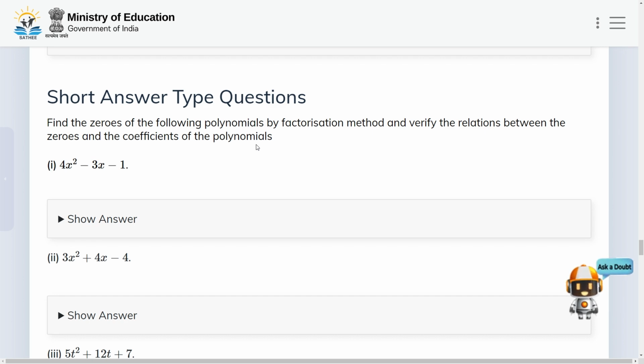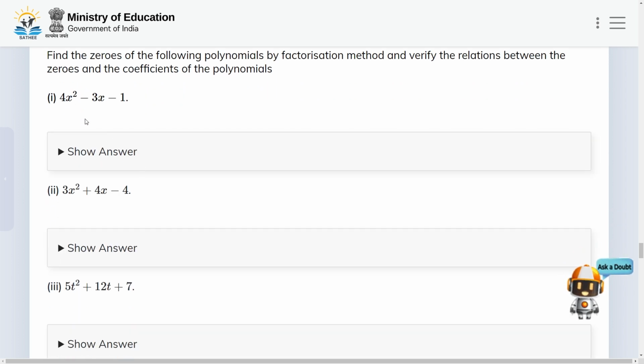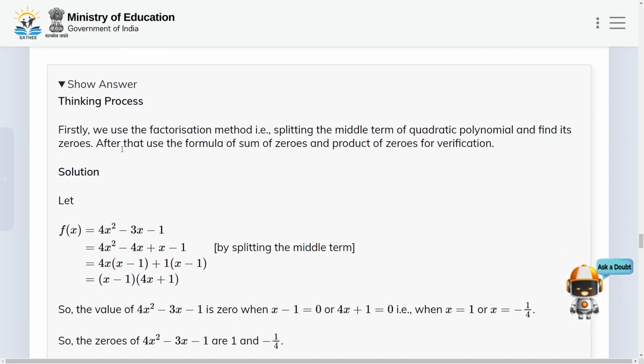In the first question, we have to find the zeros of the following polynomials by the factorization method and verify the relations between the zeros and the coefficients of the polynomial. Let us find the zeros of this quadratic polynomial. First, the thinking process: we use the factorization method, that is, splitting the middle term of a quadratic polynomial, and find its zeros. After that, use the formula of sum of zeros and product of zeros for verification.